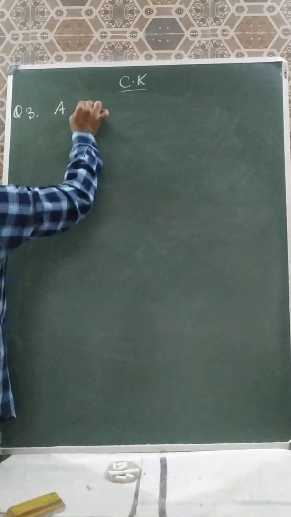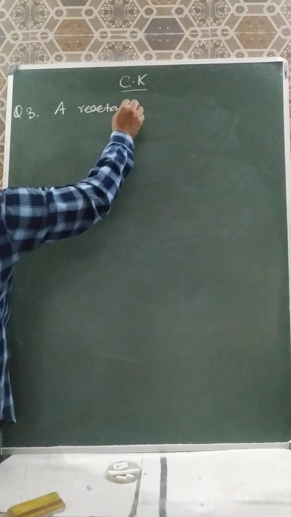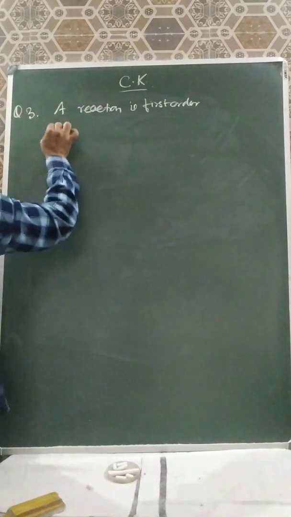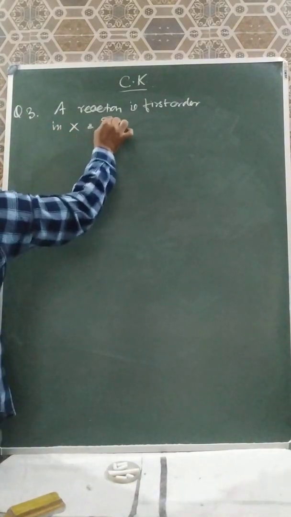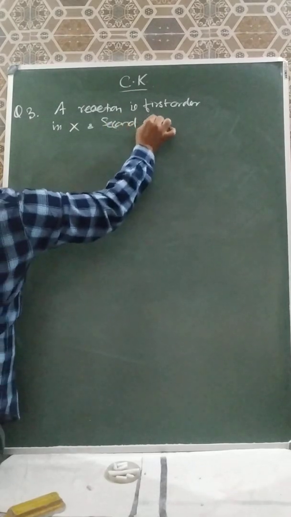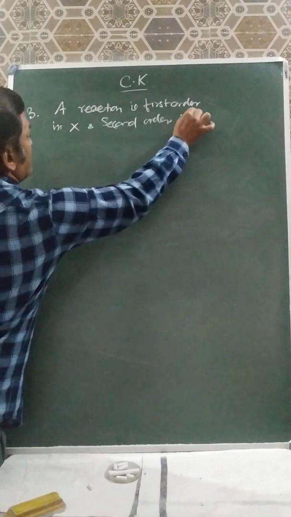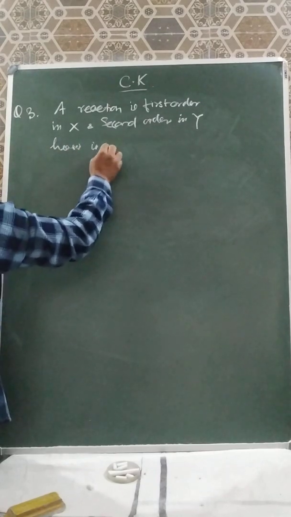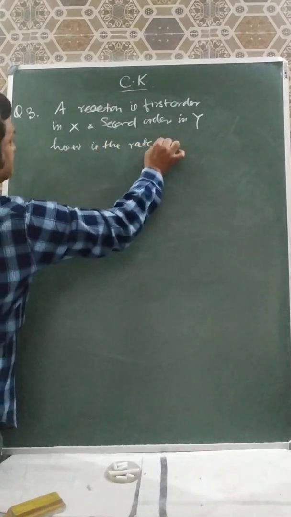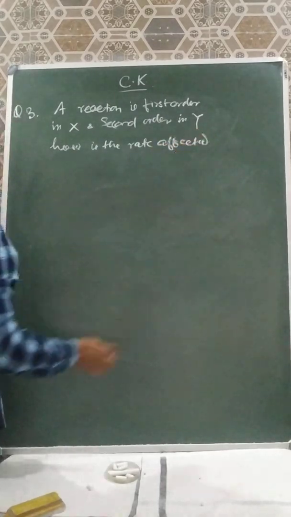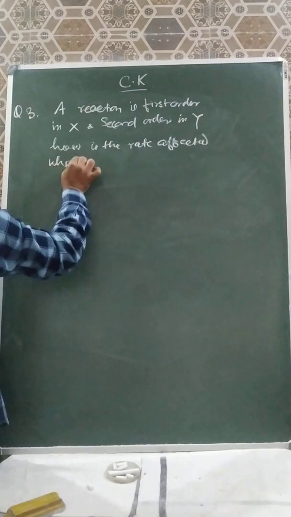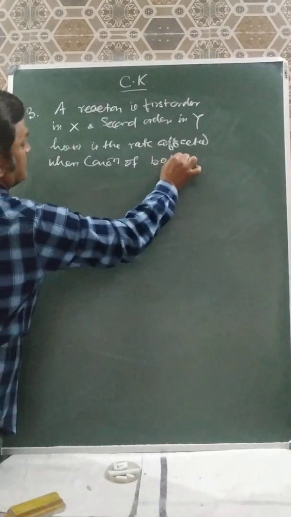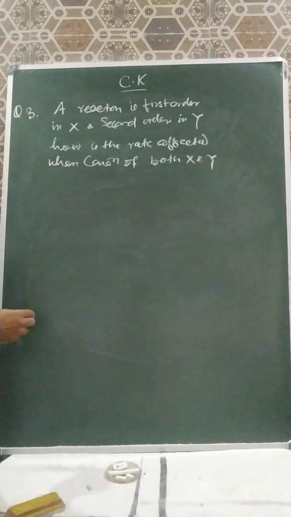A reaction is first order in X and second order in Y. How is the rate affected when the concentration of both X and Y are doubled?